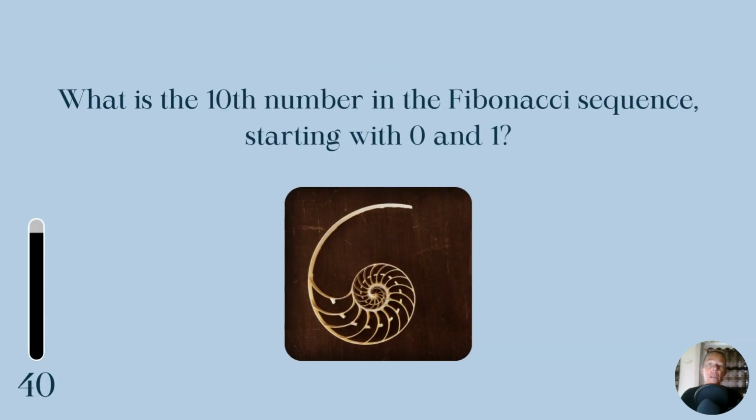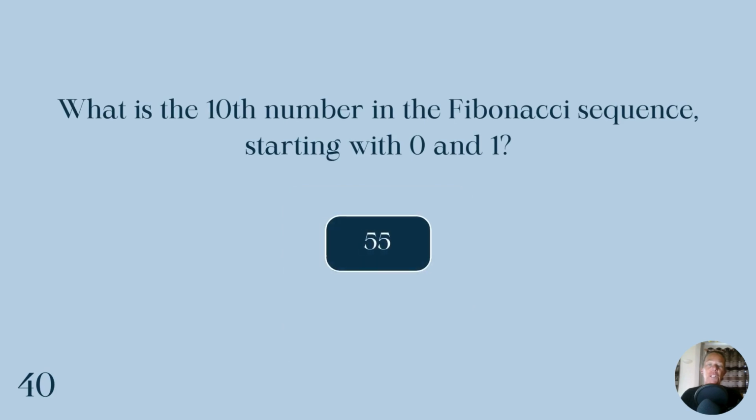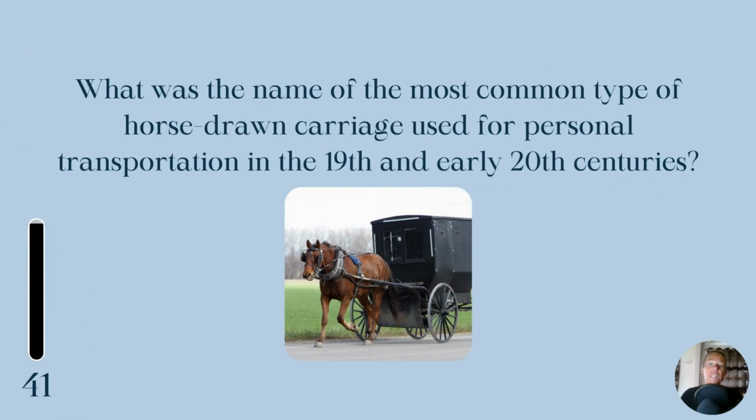What is the 10th number in the Fibonacci sequence, starting with 0 and 1? 55. What was the name of the most common type of horse-drawn carriage used for personal transportation in the 19th and early 20th centuries? Buggy.